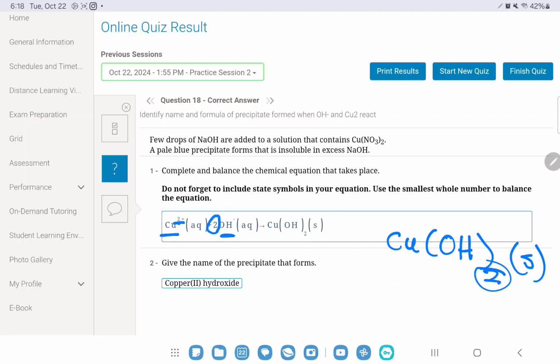That's it. And like I said, copper is one of the things you always have to give the number to. And it isn't always copper II. Sometimes they could tell you copper 3. Then you have to put III. You always have to be aware. So it's copper II hydroxide.